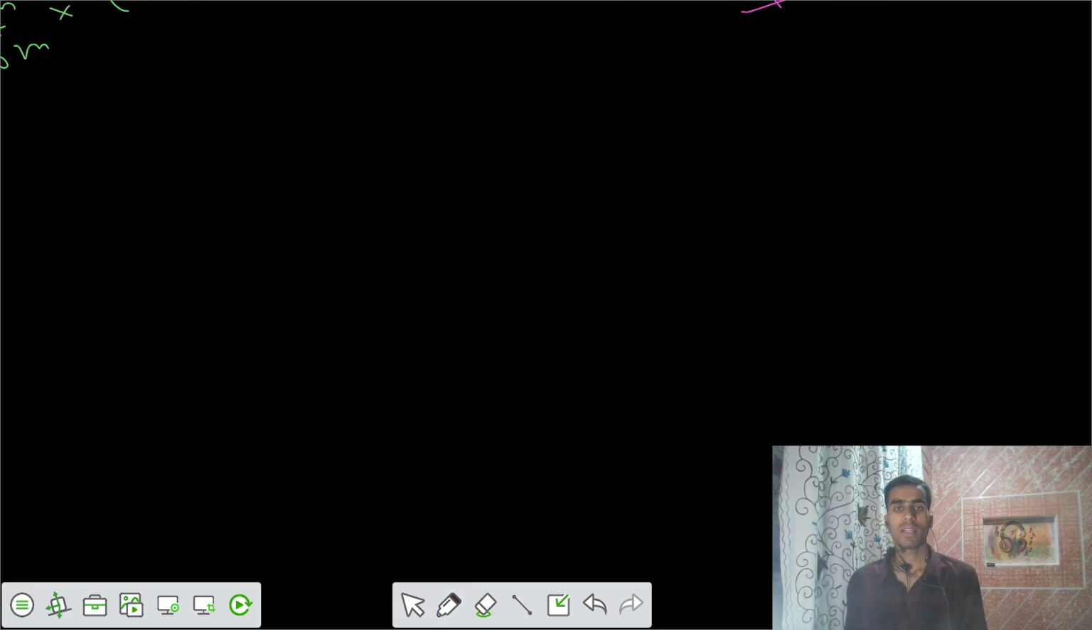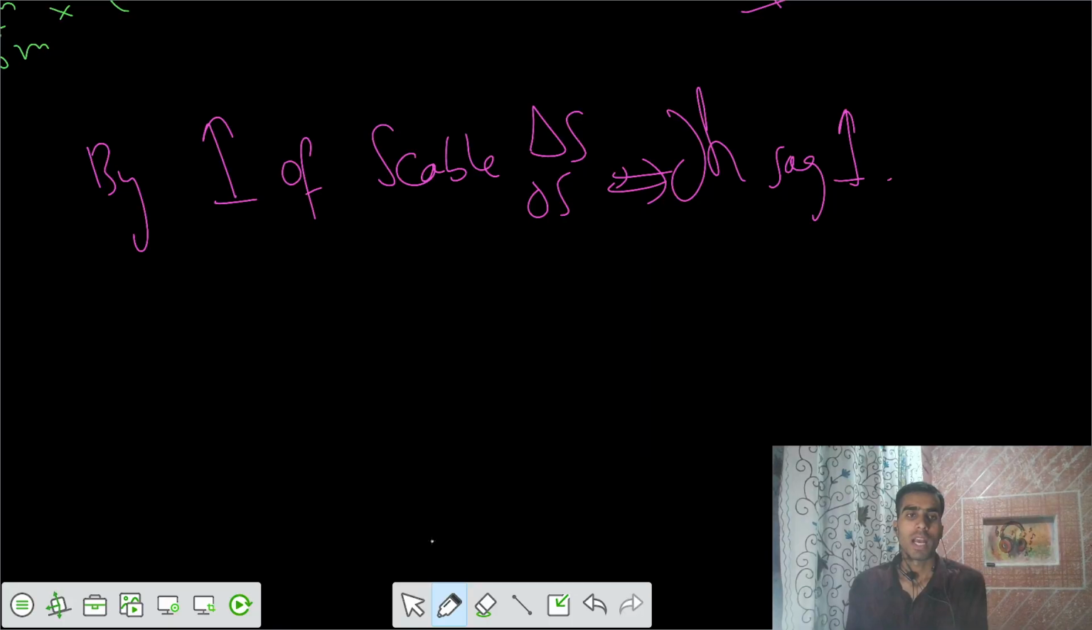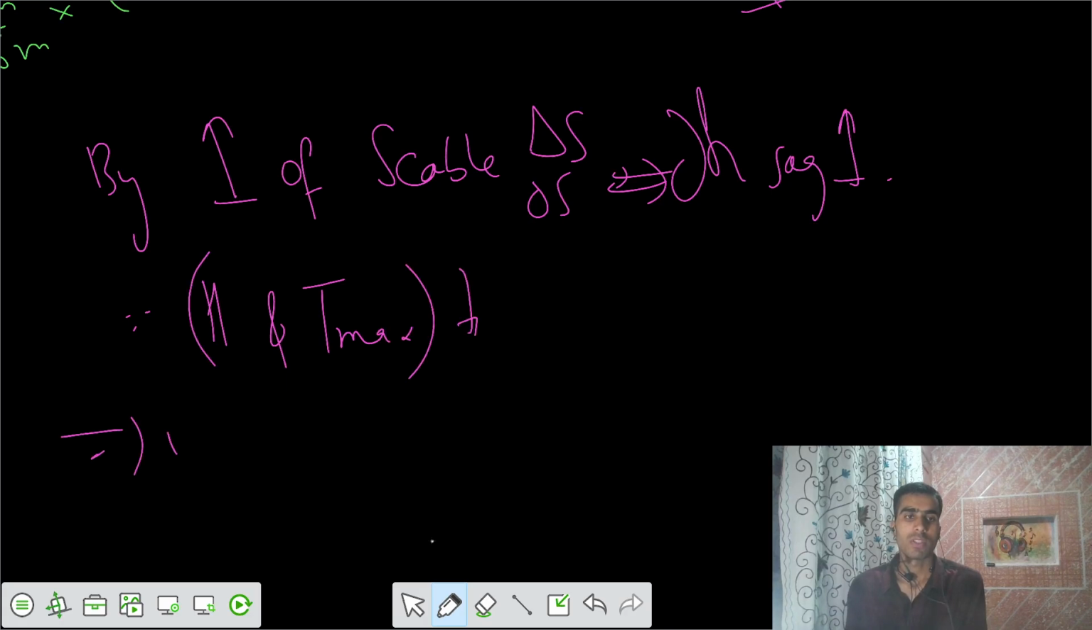So the final thing you have to remember is that by an increase of cable length by some delta S, there is a sag increase. Sag increased, and because of that your horizontal tension and T max got reduced, and vice versa.